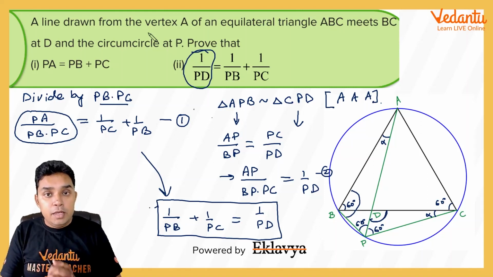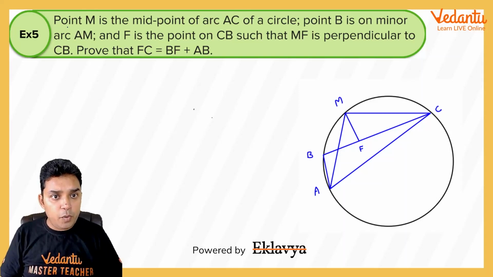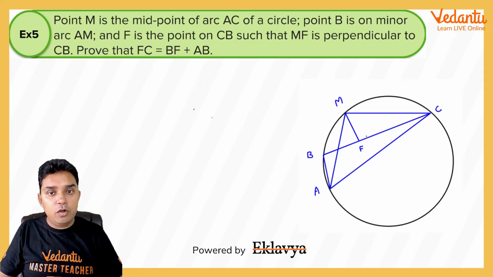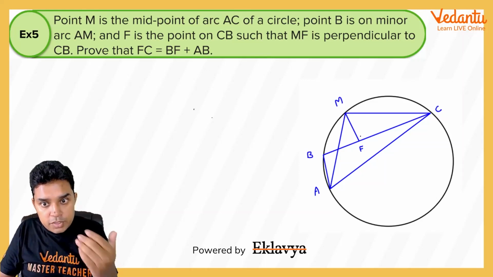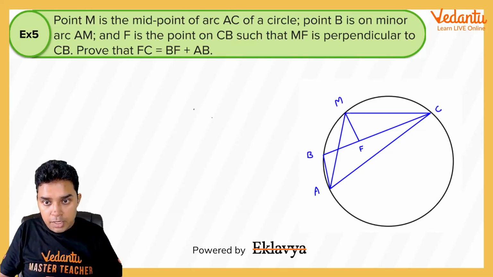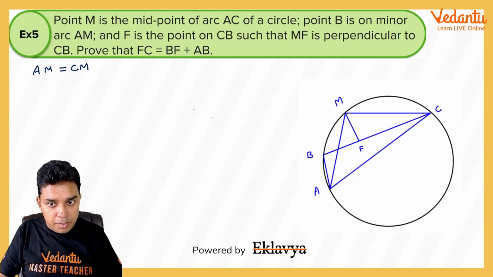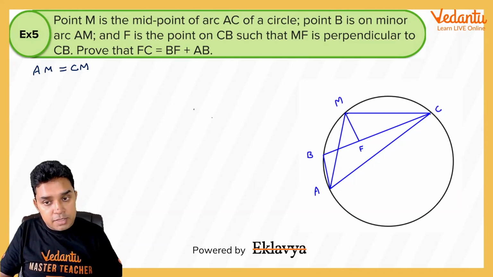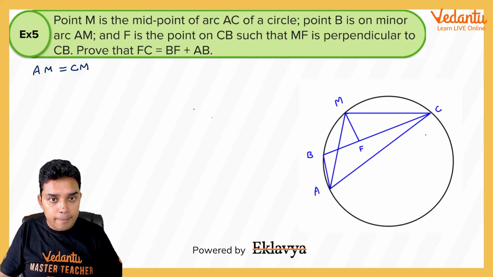Okay, now coming to the next question. This question says point M is the midpoint of an arc of a circle. So one very important thing before we proceed: if for this arc AC, M is the midpoint, then this AM has to be equal to CM, isn't it? Because if it's a midpoint, this arc length AM will be equal to arc length CM, and hence this chord length AM will also be equal to CM.